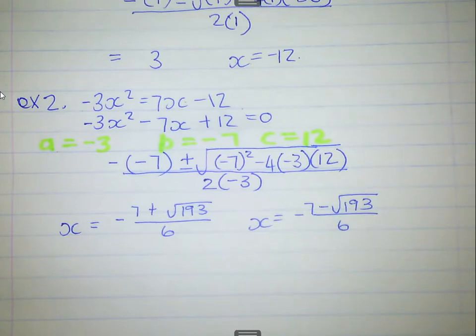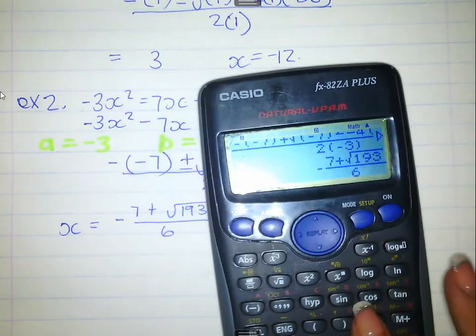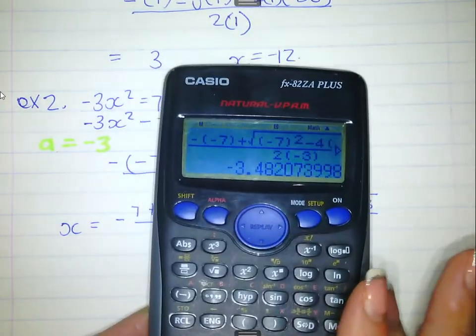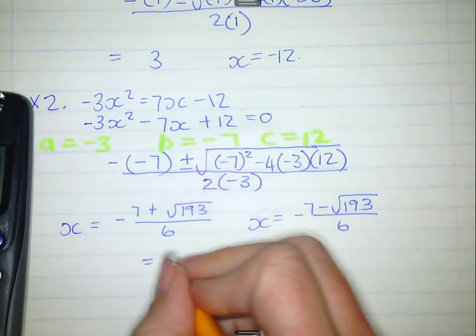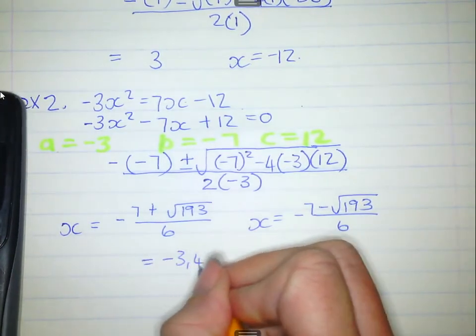What is that format called? Simplest surd form. Okay, if it asks you to leave it in simplest surd form, you could have stopped there. If you want to give it as a decimal, you just press the convert button on your calculator, and this one's answer will be negative 3.48.